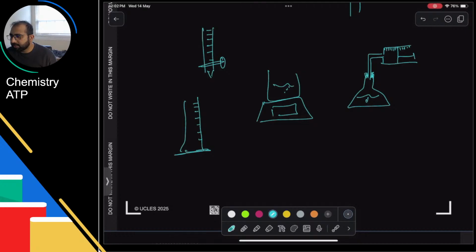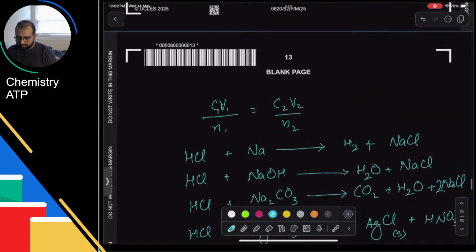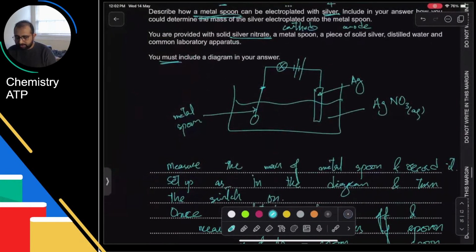Do we have to name each apparatus used? Not all of them, to be honest, because if you're drawing it out, look at this diagram, I've only shown the important bits that are relevant to my result. You don't have to label everything, but if you do, that's up to you. Okay? Yeah.